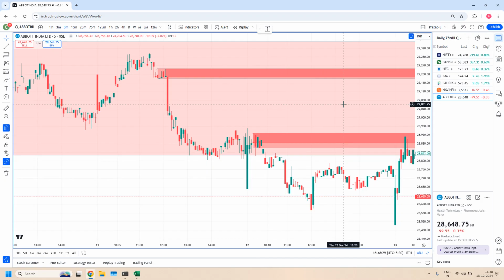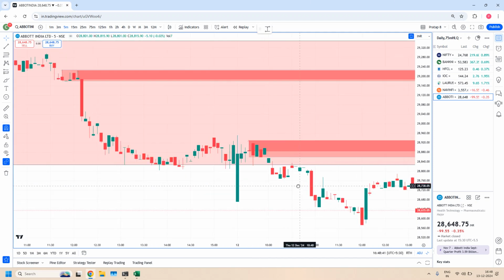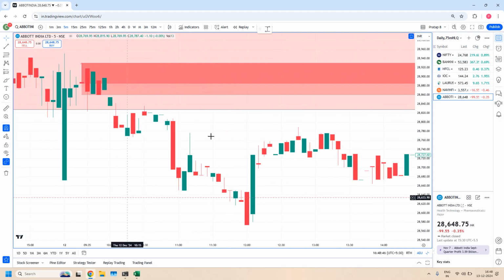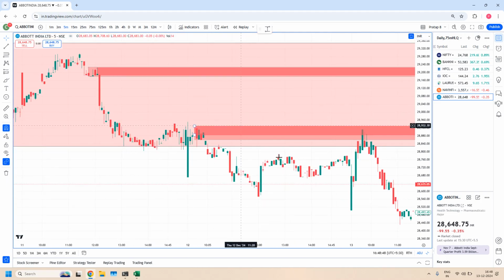Very, very easy. The only thing is you should properly fine-tune the zone. If you make mistakes, obviously, mistakes will happen. Properly, you should fine-tune. While fine-tuning, you just zoom the chart and properly identify and draw the zones. That care you have to take.